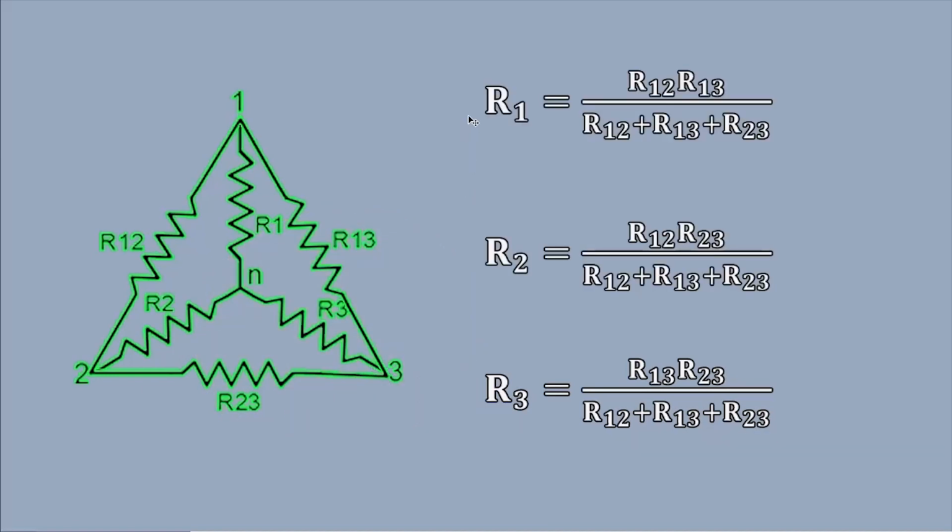In this way, we can find the values R1, R2 and R3 of this star connected network from the delta connected network. So, in this class, we have studied how to convert a delta connected resistive network into a star connected resistive network. In the next class, we will study how to convert a star connected resistive network to a delta connected resistive network, and how to solve examples using star delta or delta star transformation.